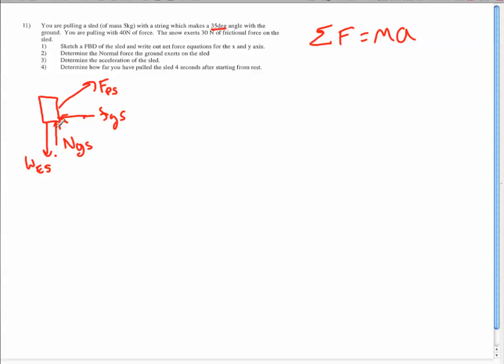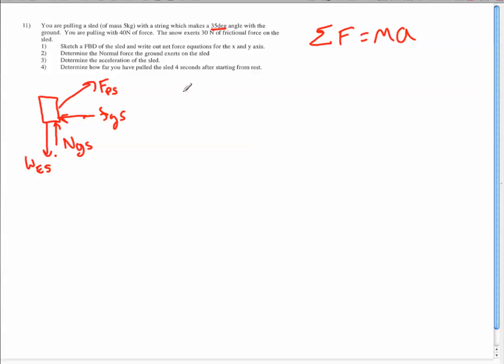Now, you might be interested in knowing why I drew the normal force vector smaller than the weight vector, and the reason is because the combination of the upward pull of the string and the upward push of the normal force has to balance the downward pull of the earth, because this object is not changing its motion up and down, similar to the air puck experiment.